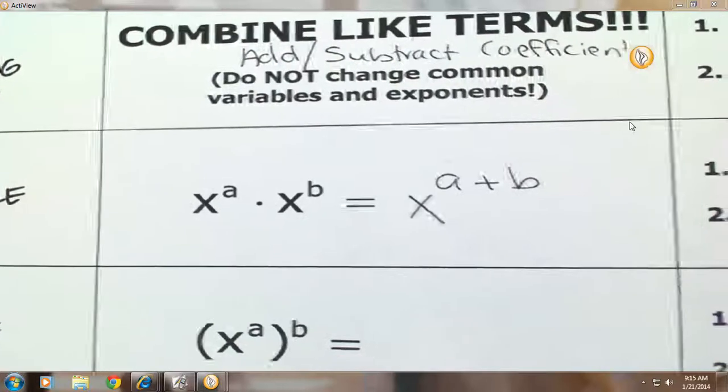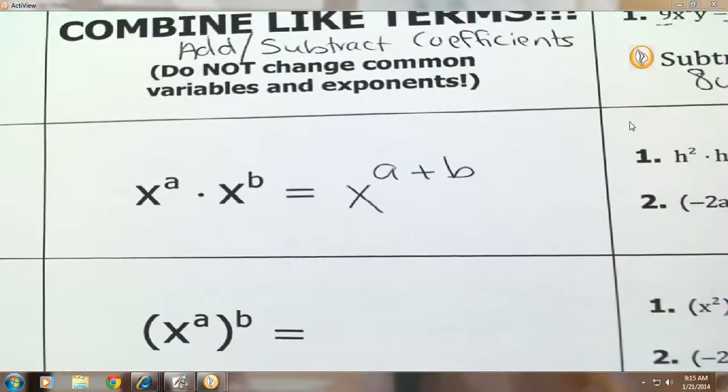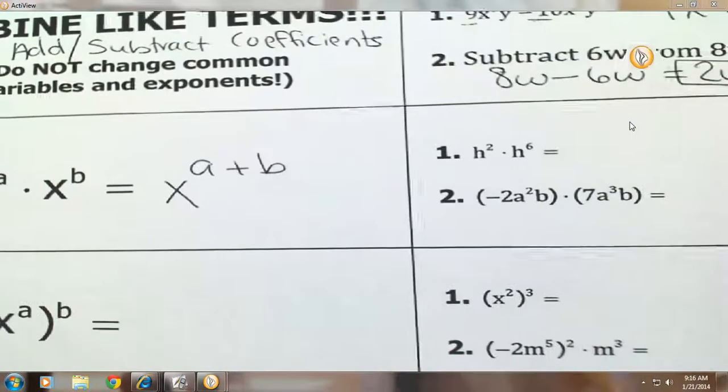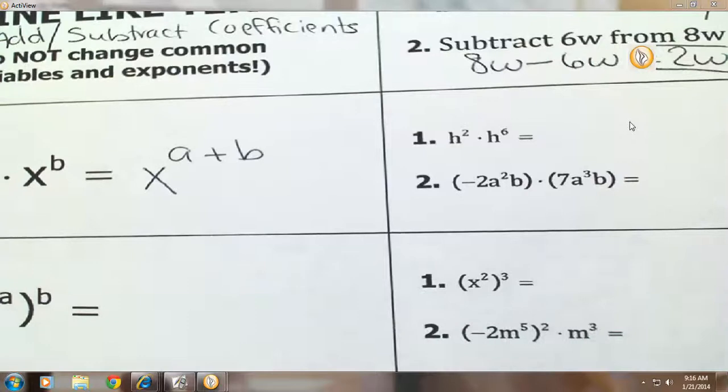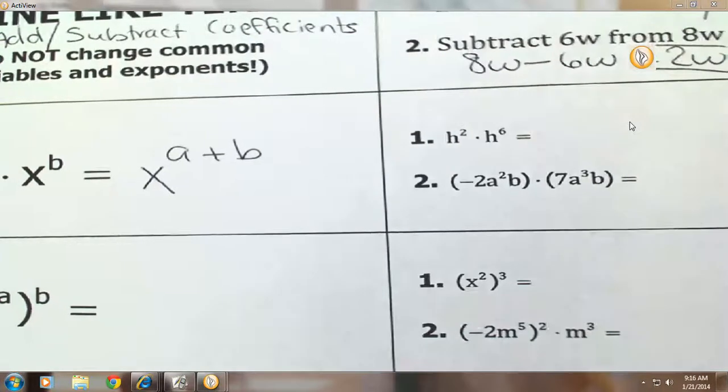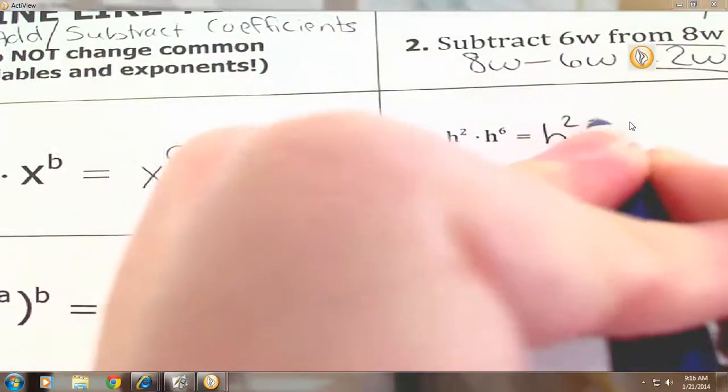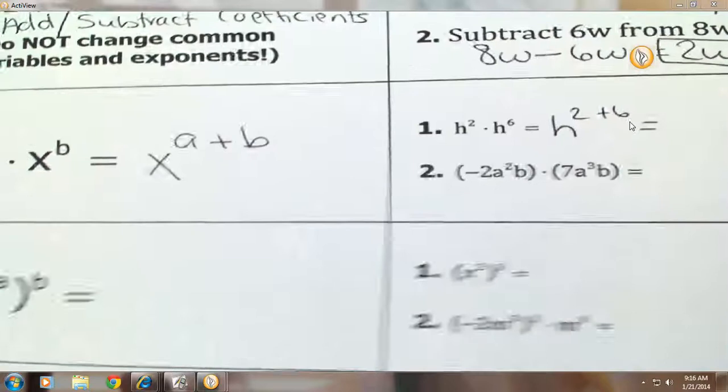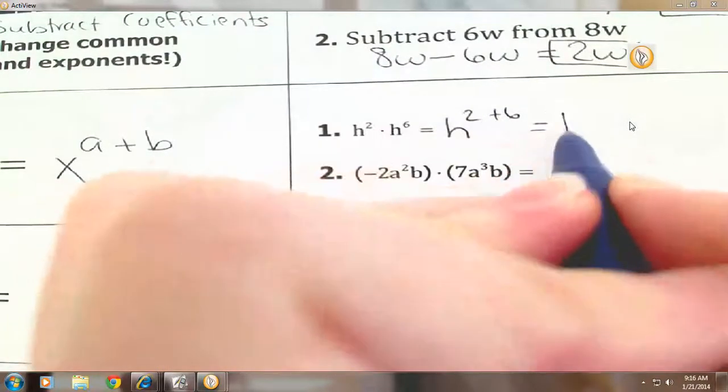A plus b. Now we obviously don't know what a and b are, so we can't actually add those two together. But if we knew the numbers, then we could. So look at example 1. We have h squared times h to the 6th. So really this is h to the 2 plus 6. Well, 2 plus 6 is 8. H to the 8th power.